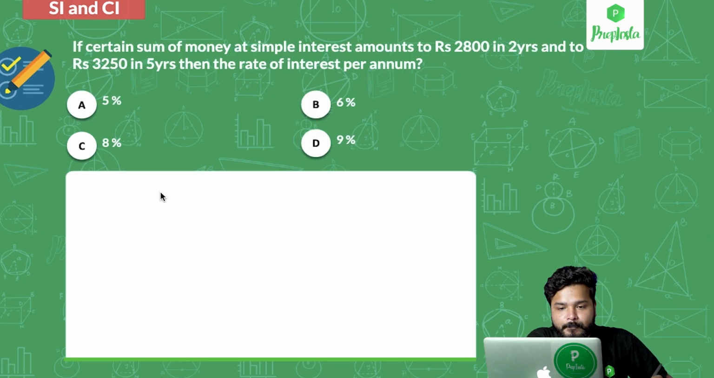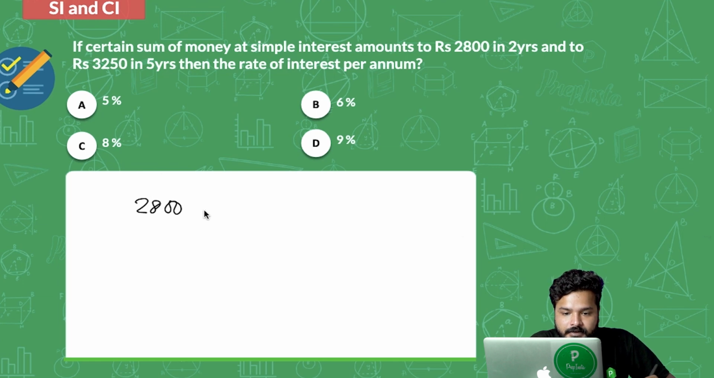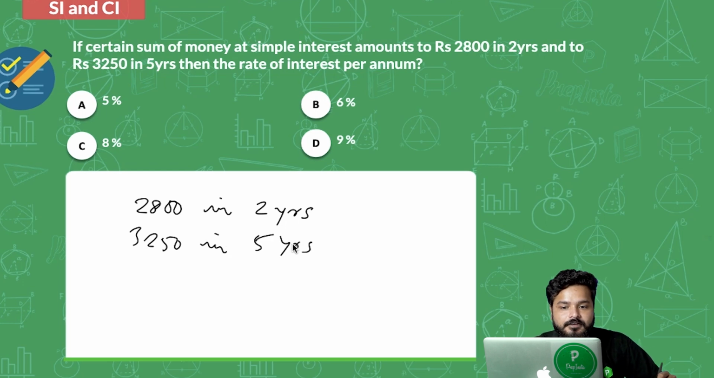It says, a certain sum of money at simple interest amounts to 2800 in 2 years and to 3250 in 5 years, and we need to find the rate of interest per annum. So how do we find that?